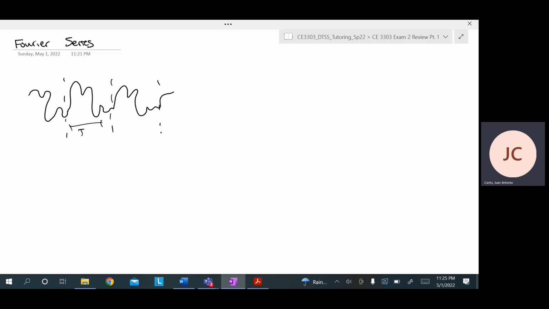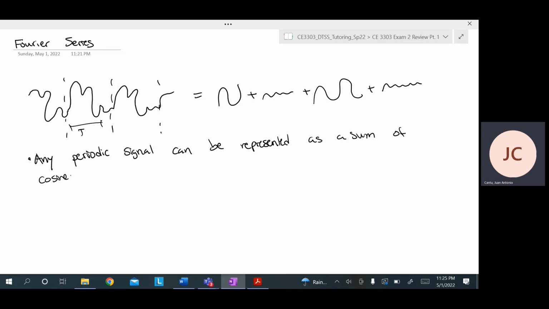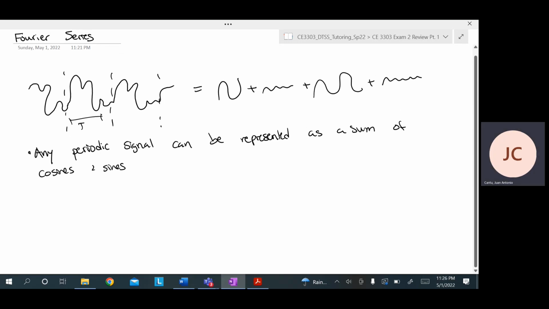So what the Fourier series says is that any periodic signal, in this case this random periodic signal, can basically be represented as a sum of cosines and sines. Okay, so I'm going to write that. Any periodic signal can be represented as a sum of cosines and sines. So what I really should say is a sum of weighted cosines and sines. What I mean by weighted is the amplitude. So clearly all of these have different amplitudes and they have different frequencies. And that's the big thing.